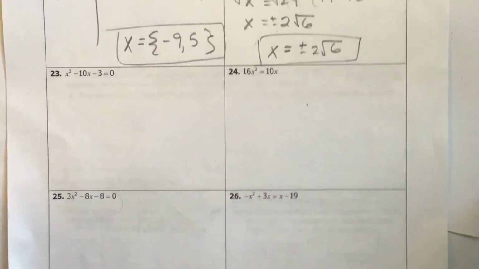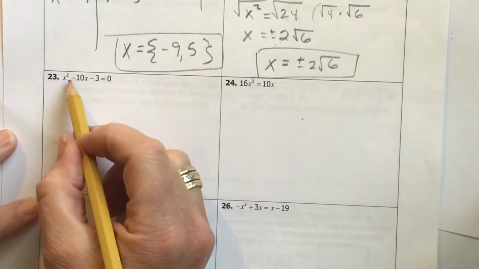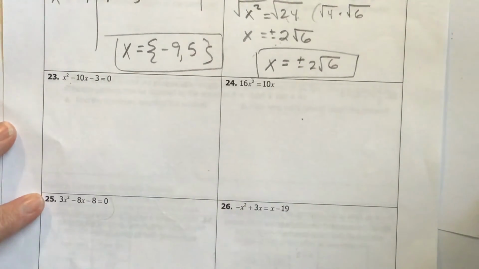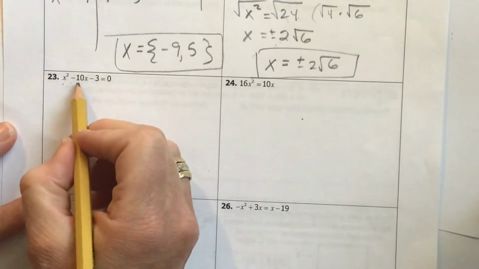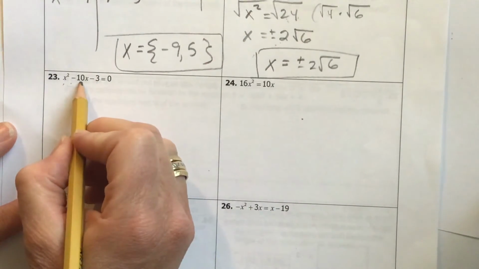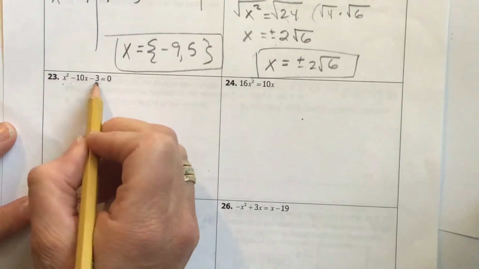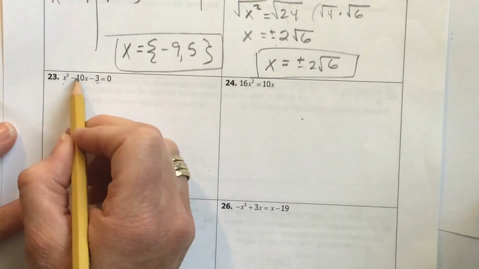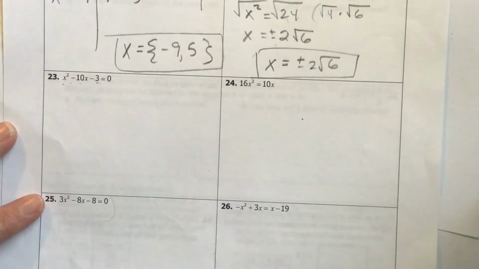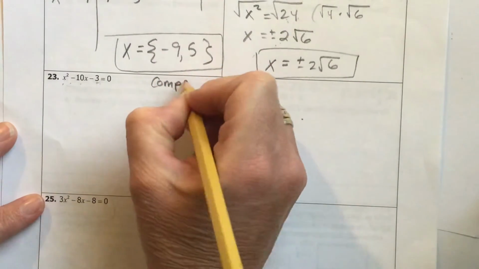Okay, 23 and 24. So this one looks like, well, a is equal to 1. That's what I notice. B is an even term. It is a trinomial, and I already know I can't just factor this. Like, there are no factors of 3 that are going to combine to 10. So for this one, I'm actually going to try to complete the square.